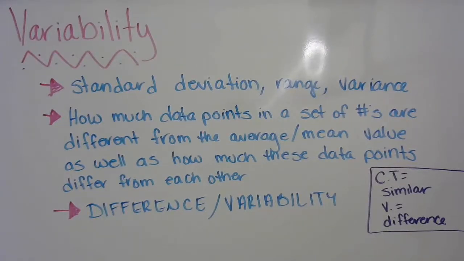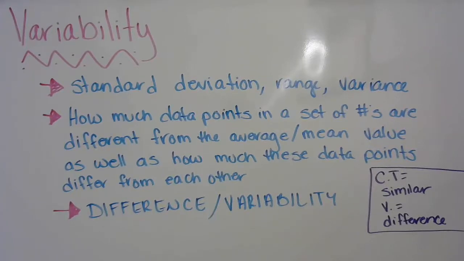Today, let's talk about variability. Variability uses three different types of measurements. It uses standard deviation, range, and variance. It tells us how much data points in a set of numbers are different from the average or mean value, as well as how much these data points differ from each other.